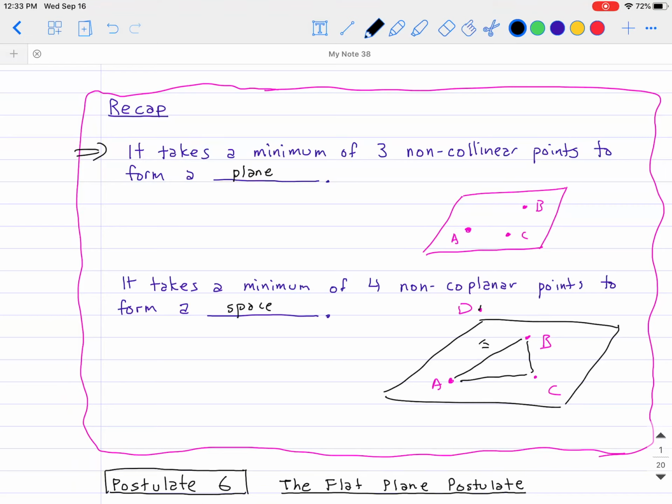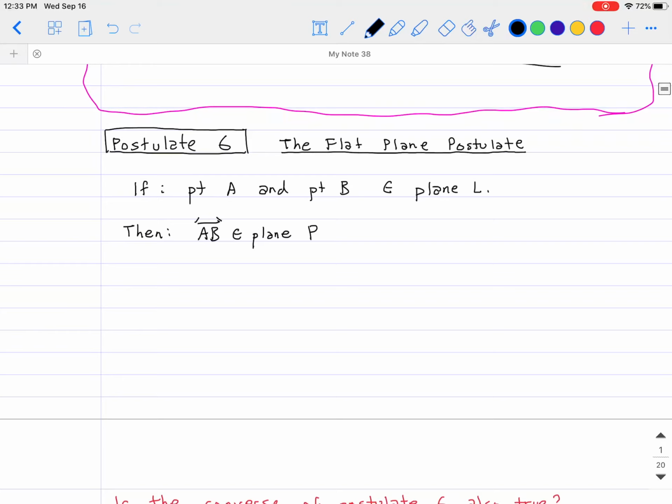Now, going into what our section is about, here's the first postulate, and there's a name for it, so maybe I was wrong. The flat plane postulate, that's the name for this one. Okay, so here it is. It says, if point A and point B are inside a plane, then line AB is also going to be in plane P. Let me go ahead and change that because I see a little mistake. It should say plane P right here.